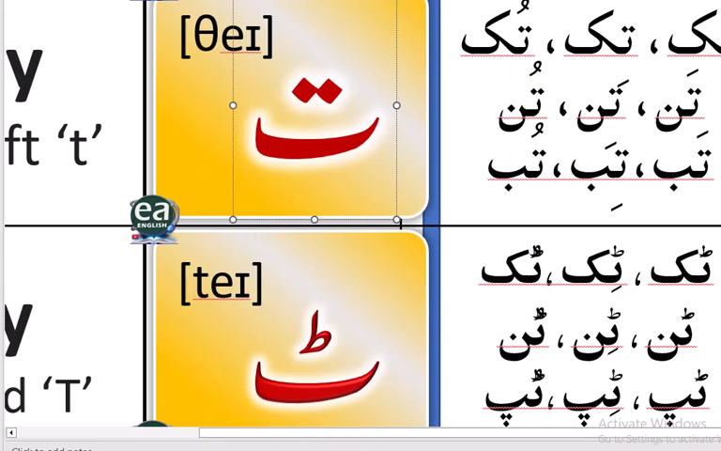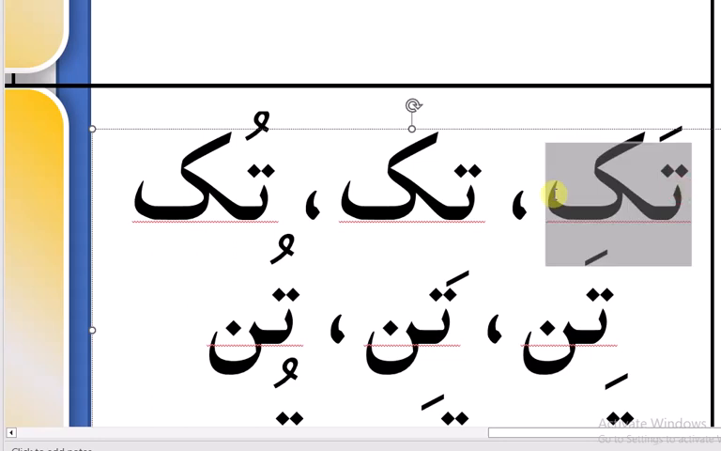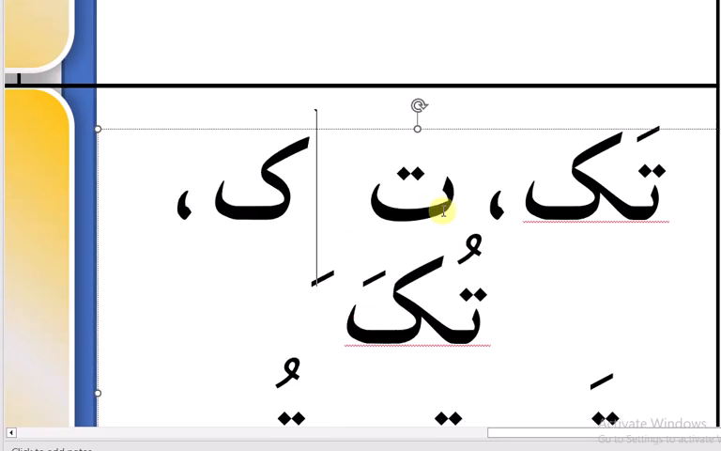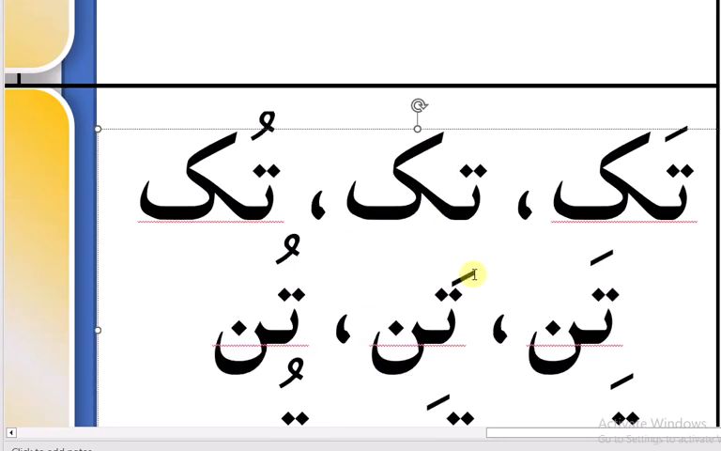Using te, we say te zabar kaf tak. Te zer kaf tik. Te pesh kaf tuk. Tak tik tuk. Be more clear. Tak tik tuk.